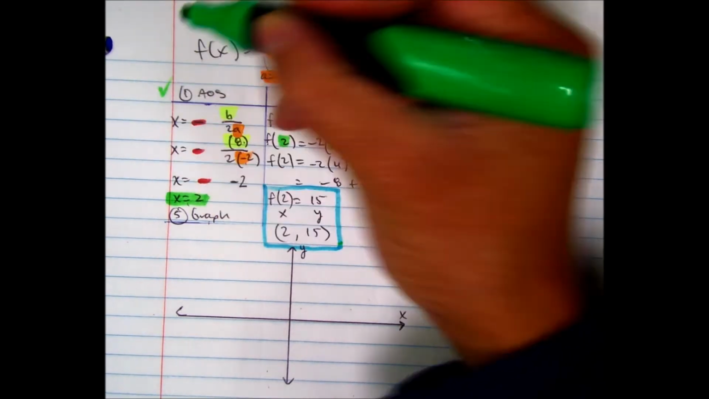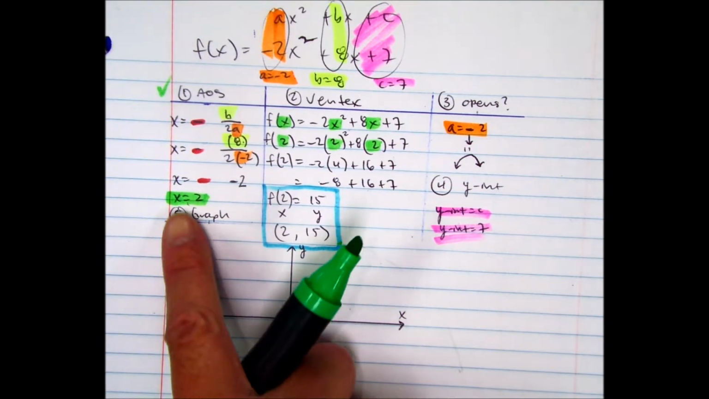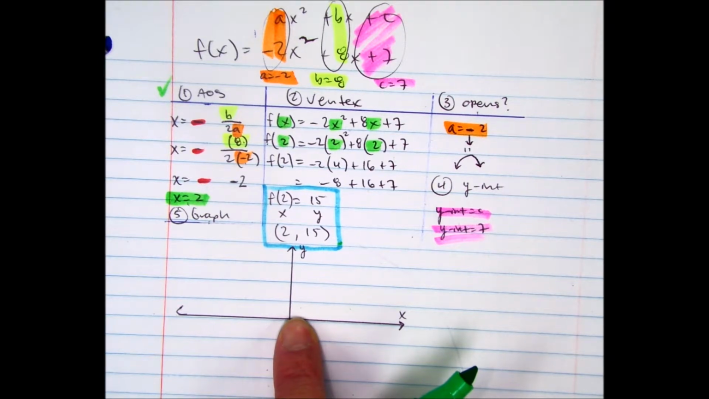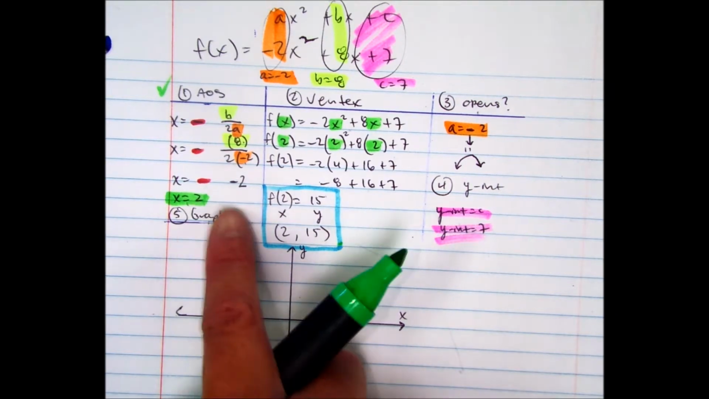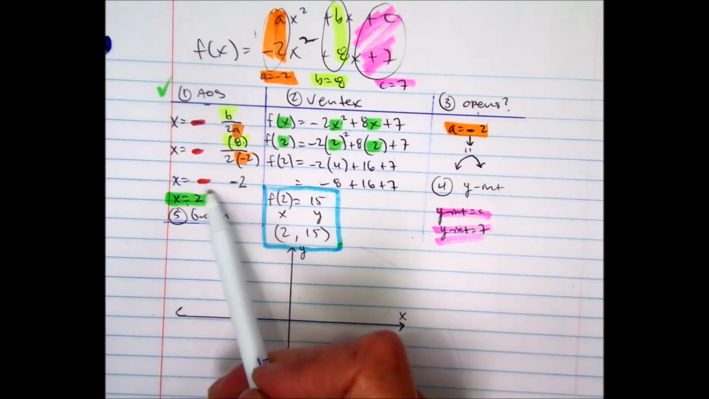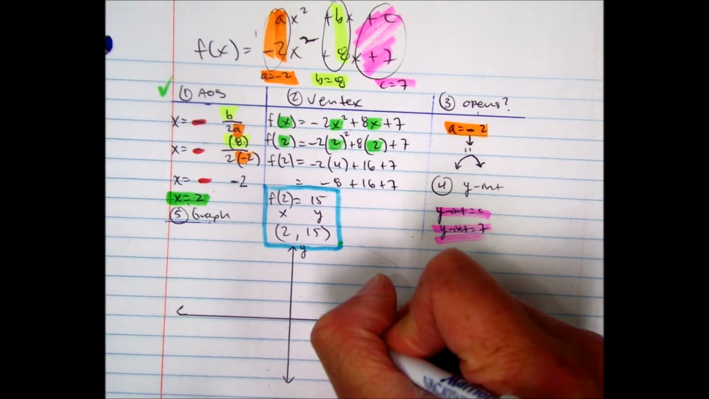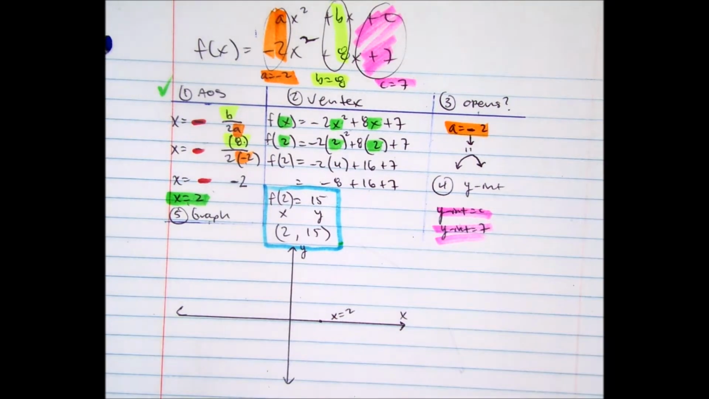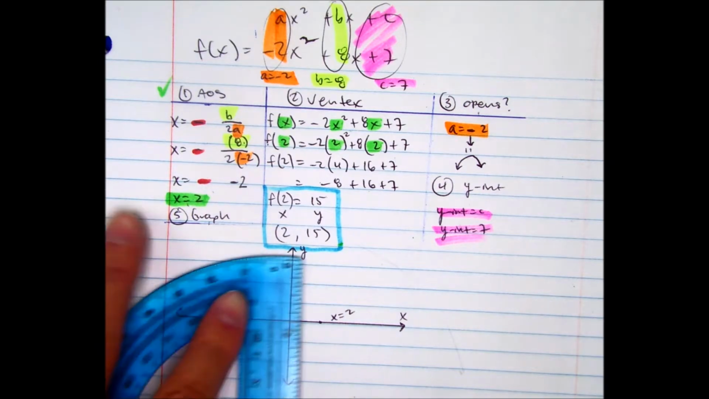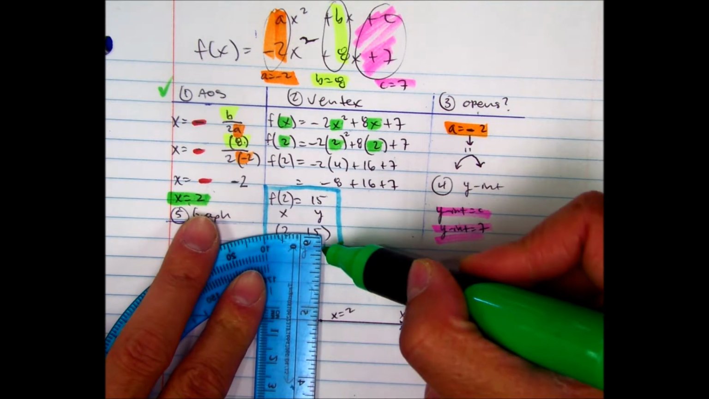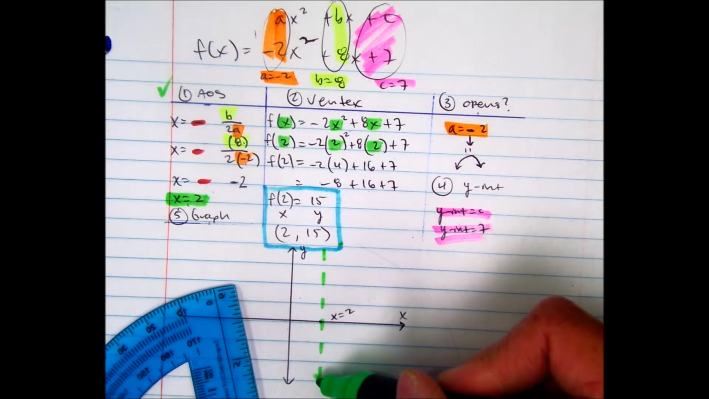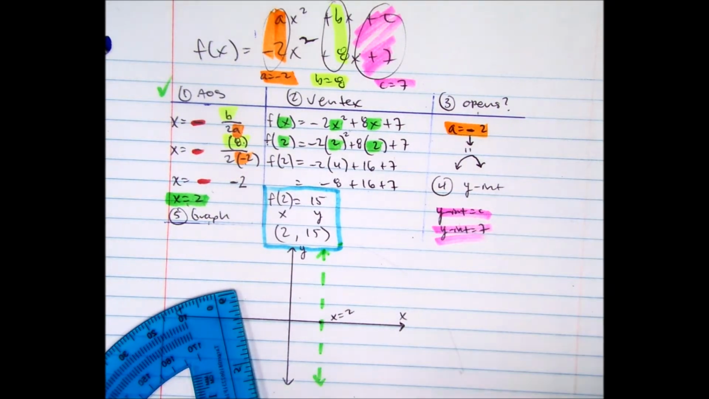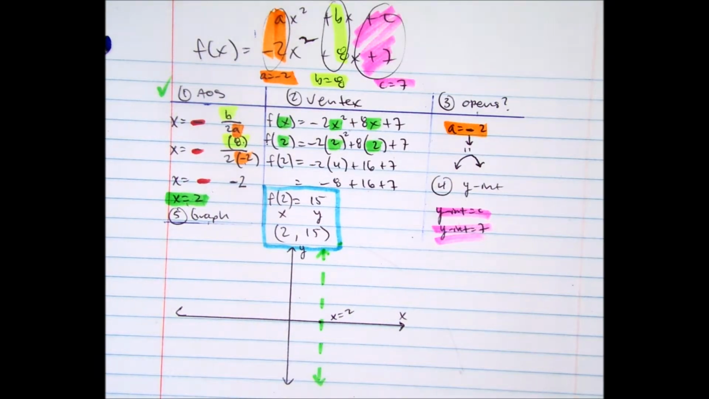So AOS, axis or line of symmetry is x is equal to 2. So if I start at the origin, this is my x, so that means I have to go left or right. I can't go up or down because that's the y axis. X is equal to 2, that means it's positive, so I'm going to go to the right. You can write there x equals 2. And here I'm going to go ahead and draw a line, axis of symmetry.